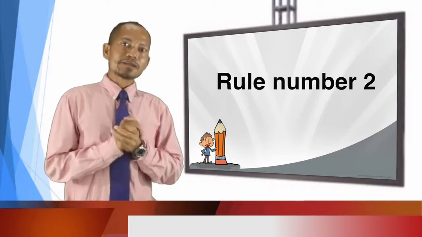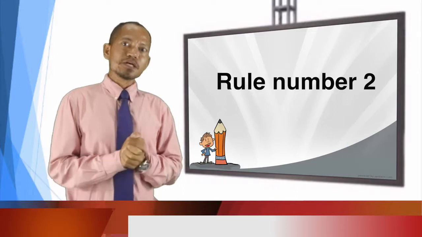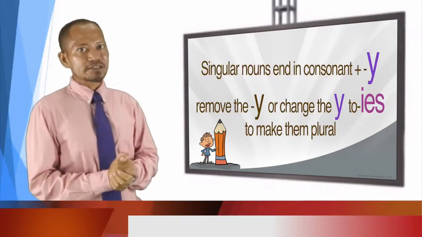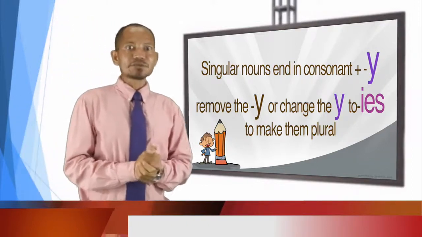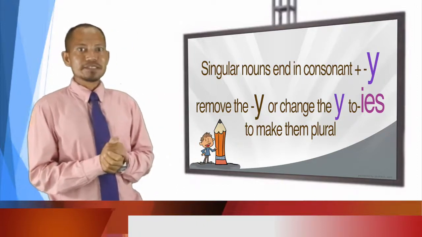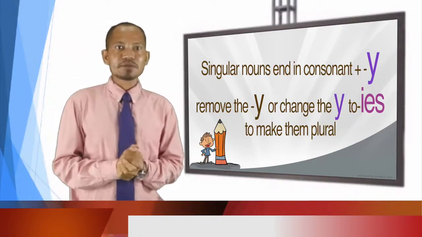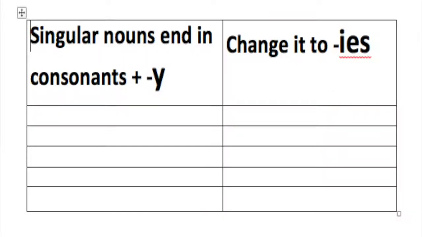And now it's time to look at rule number 2. As for nouns that end in consonant plus y, remove the y and change it to ies to make them plural, as in the examples in the following table. Please have a look. Okay, so singular nouns end in consonant plus y, as in the first column. So look at the list.